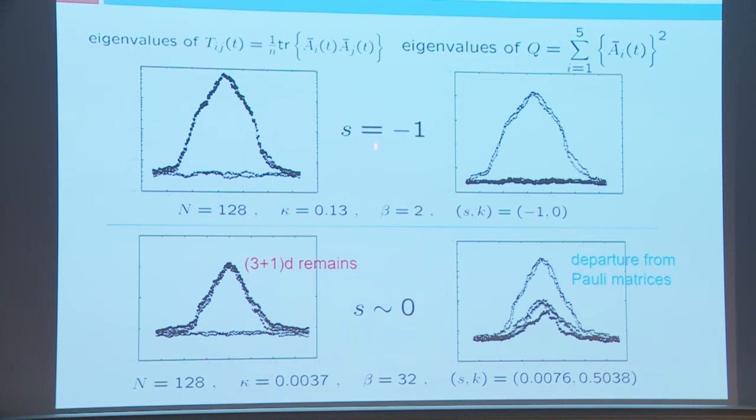So the lower panel is the result at S around zero. Actually, S takes a value 0.0076, so slightly positive. So now you see that the 3 plus 1 dimensional structure remains. And good news is that we see the departure from Pauli matrices. Actually, other eigenvalues of Q become large here.